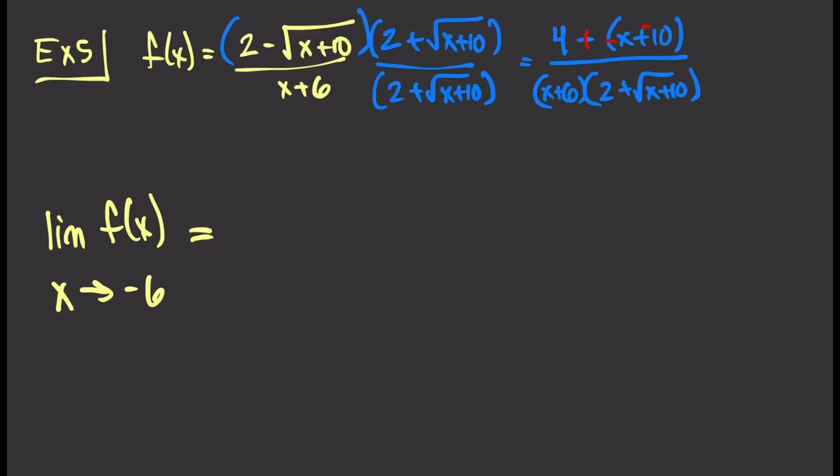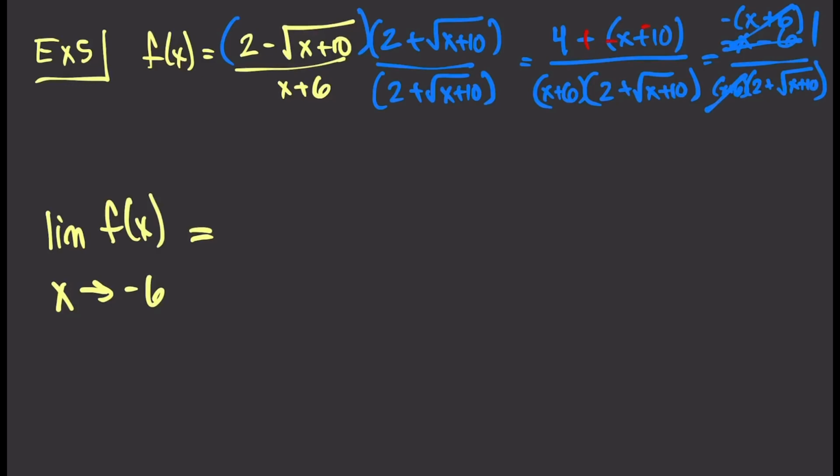Okay, so now what am I going to be left with up top? 4 minus x minus 10. Well, that's going to give me a negative x minus 6 over x plus 6 times 2 plus square root x plus 10. Now, what I need to have happen is I need this to cancel with that. And it will, but again, you have to be a little bit careful here with our negative. We have to factor out a negative. So I'll take out a negative, and that's going to be negative parentheses x plus 6. So now this cancels with that, and I'm left with a negative 1 up top.